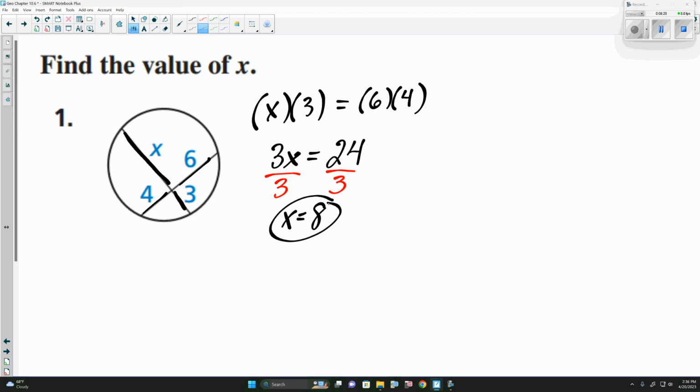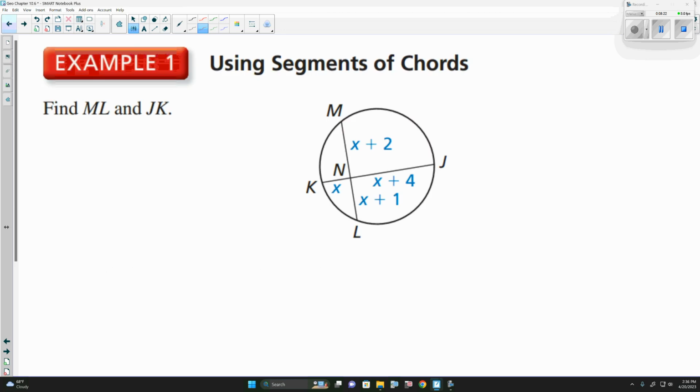Now we're going to go back to, because that still holds true even though we have x's. In the end we want to find the length of ML and JK, so we'll have to find the value of x and then plug it back in. Looking at this, according to the theorem, KN times NJ is equal to MN times NL.